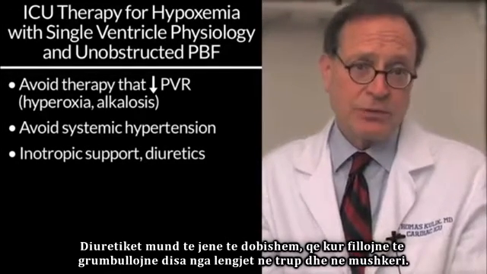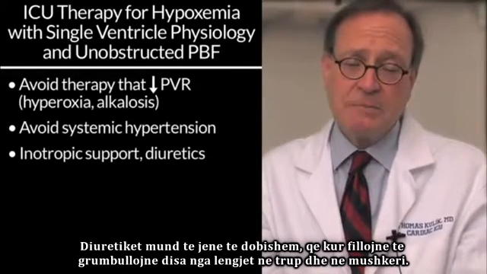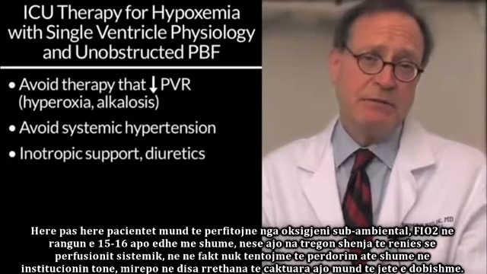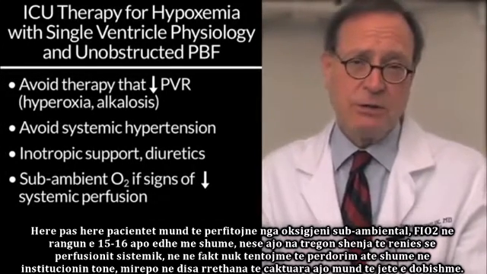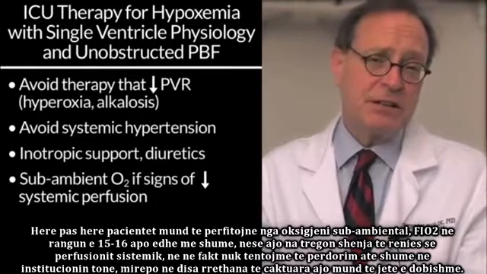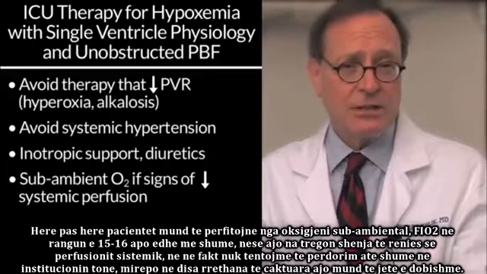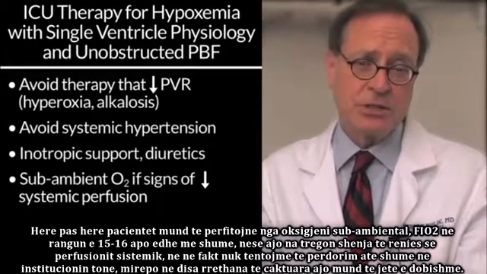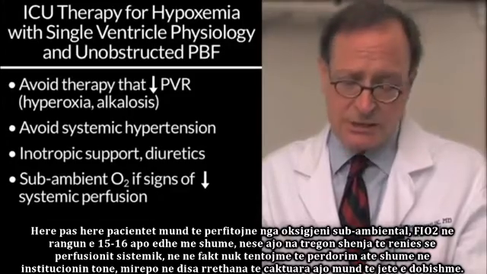Diuretics can be helpful since these patients tend to accumulate some fluid in their body and their lungs. An occasional patient may benefit from some ambient oxygen, FiO2 in the 15 to 16 range or so, if they show signs of decreased systemic perfusion. We actually don't tend to use that very much in our institution, but under certain closely monitored circumstances it may be helpful.